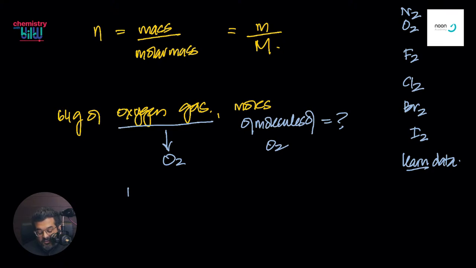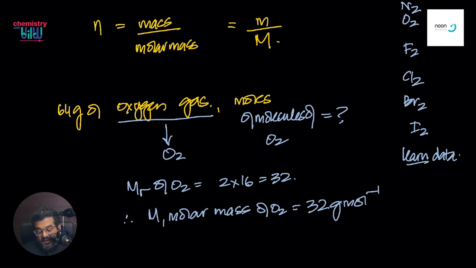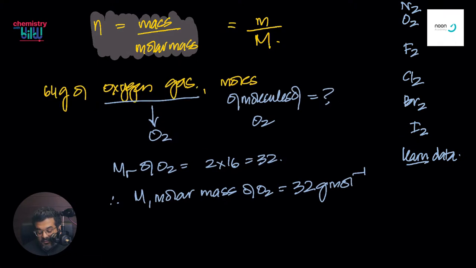The formula is O2, therefore the MR of oxygen is 2 times 16, which is 32. Therefore, the molar mass of oxygen is 32 grams per mole. Obviously, once you learn the method completely, you can take shortcuts, but right now, not. Then you take this formula that I'm highlighting.